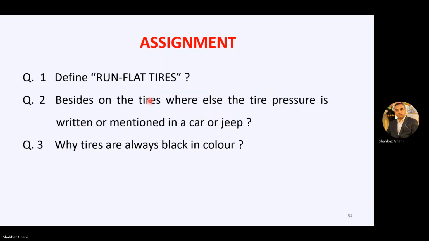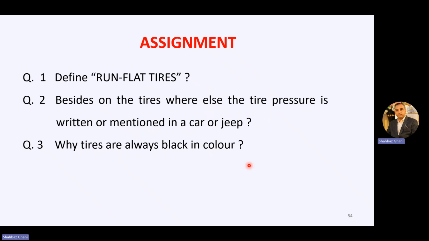Now, besides on the tires, where else is the tire pressure written or mentioned in the car or Jeep? I have already covered this part in my lecture, that it is on the side of your door pillars. Now, why are tires always black in color? Because of the chemical carbon black which you use during the manufacturing process. We can have different colors, but we generally use the carbon black chemical in the manufacturing.